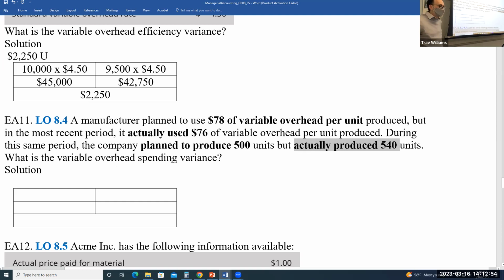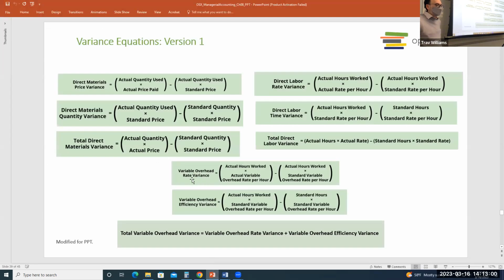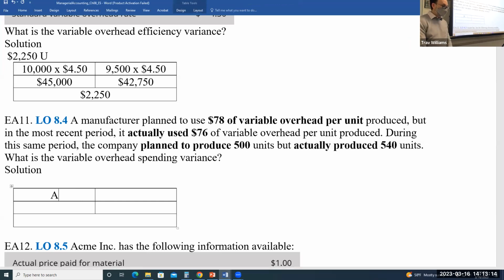And here it's asking for the variable overhead spending variance. So what they mean is the variable overhead rate variance. For some reason, they changed the terminology on us. But this is the formula we need for this one. So we take actual hours times actual rate. Actually, in this case, I'm sorry, it's not hours, because the only thing that they gave us to go by is units. So we're going to do actual units times actual rate minus actual units times standard rate.